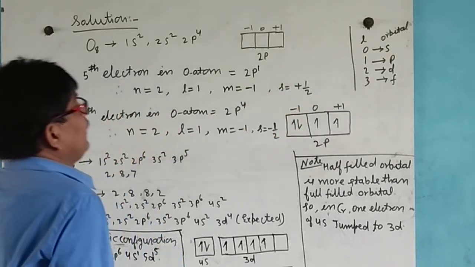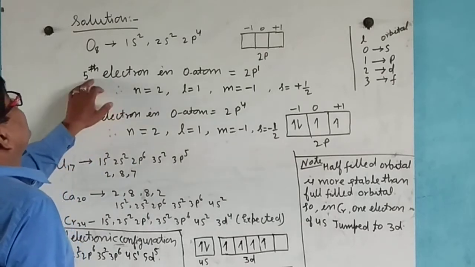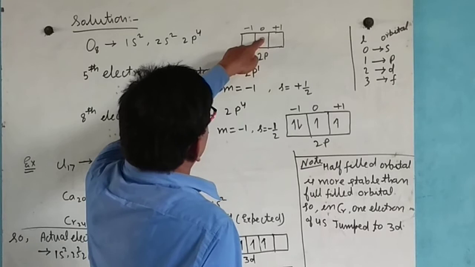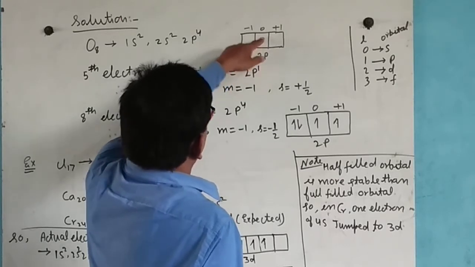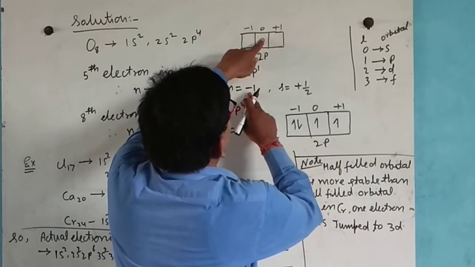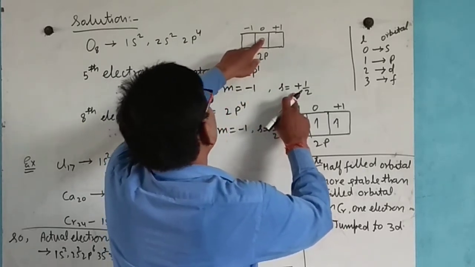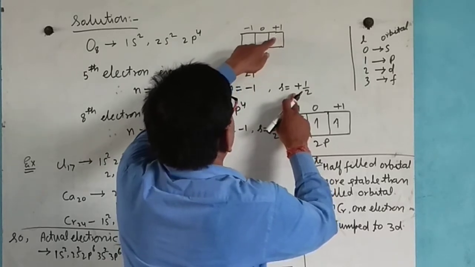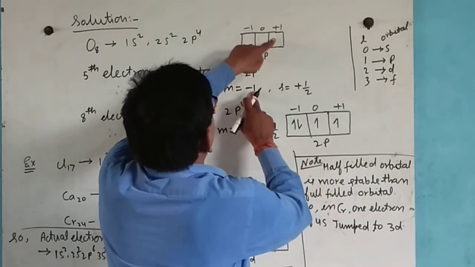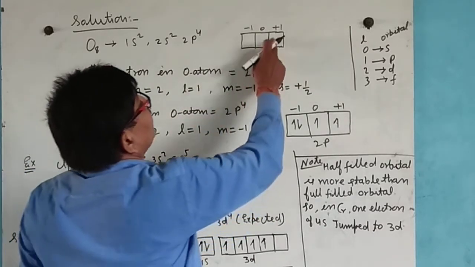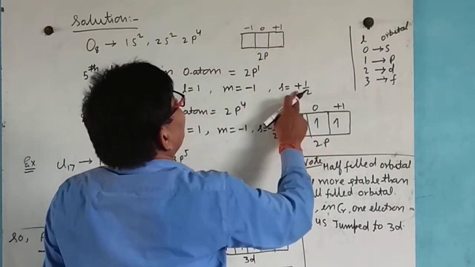half. Now if the 6th electron comes here, the value of m changes to 0 and the spin is the same. If the 7th electron comes here, the values of n and l are the same, but the value of m changes and the spin is the same.